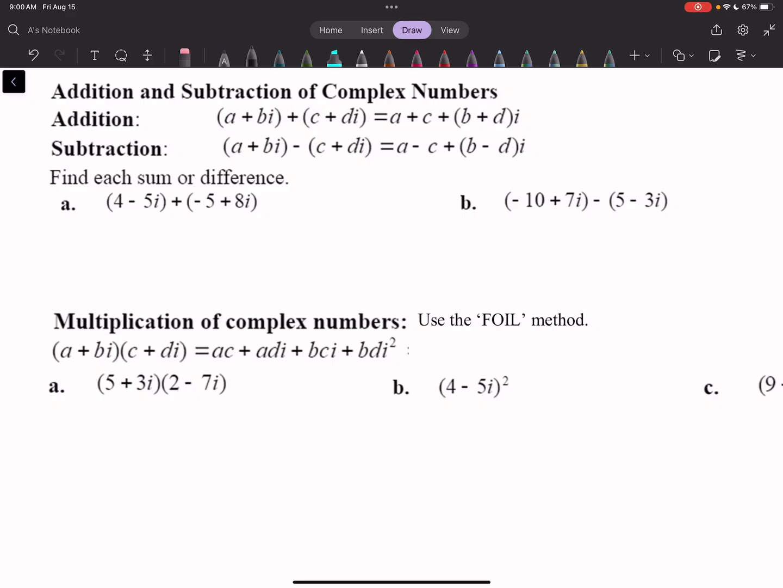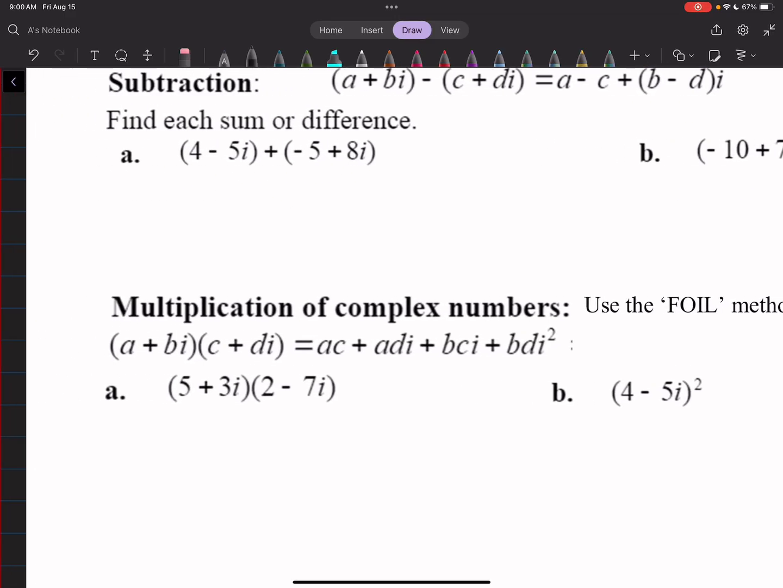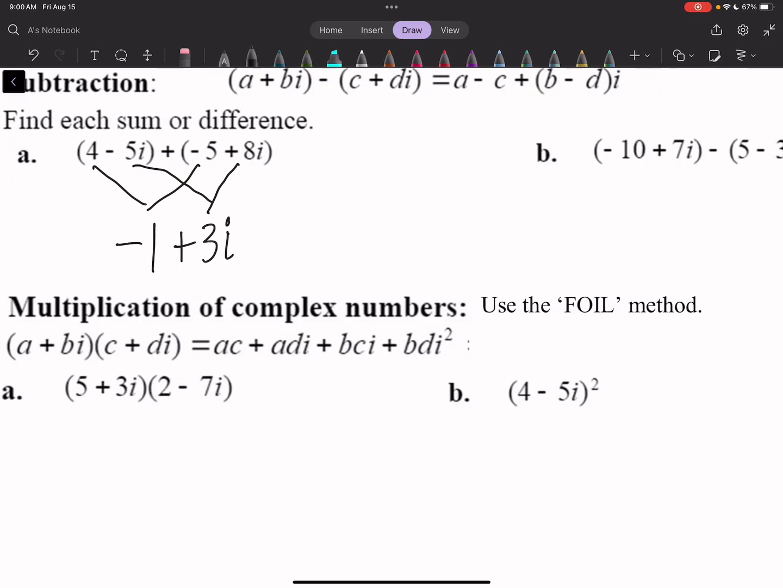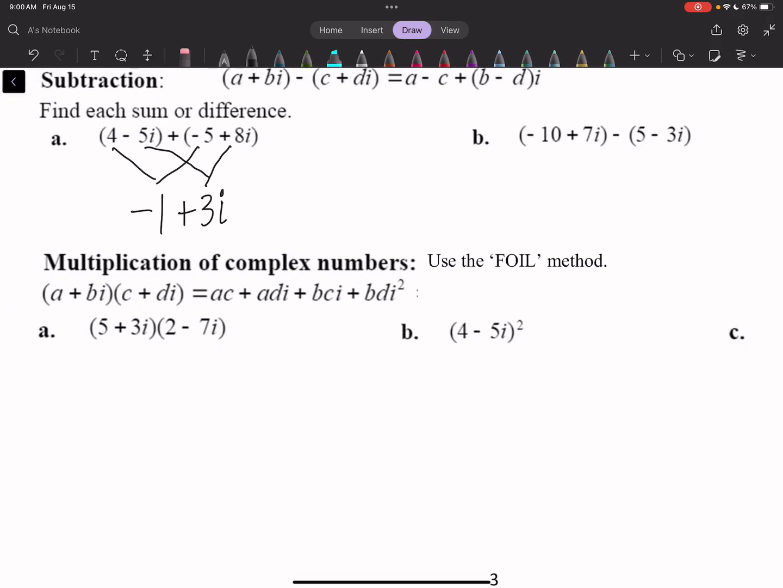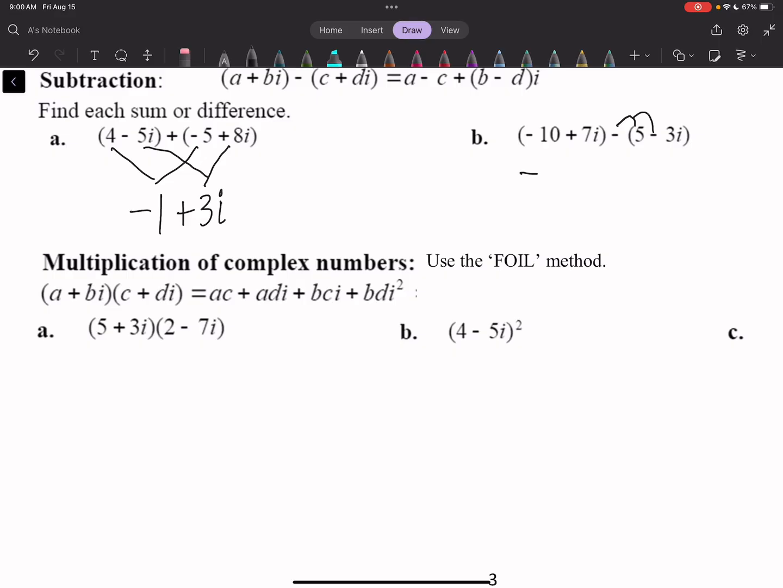Addition and subtraction for these, you're just going to be combining like terms. So for A, I'm going to add 4 and negative 5 to get negative 1. I'm going to add negative 5i and 8i to get positive 3i. I will let you try B. Don't forget with a negative to distribute. Well, let's just do it.